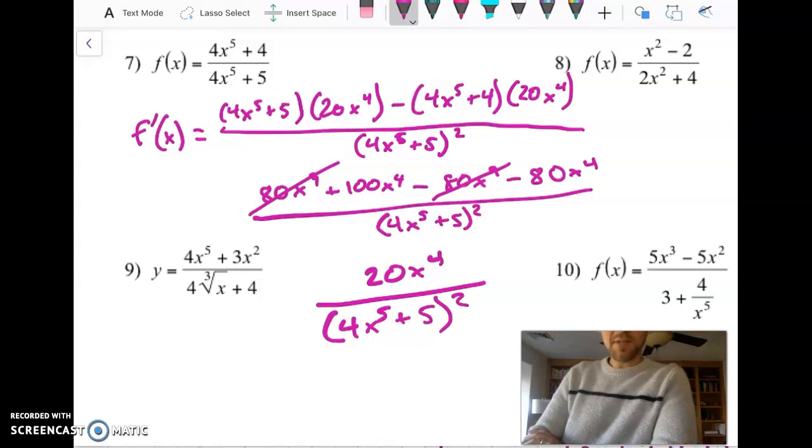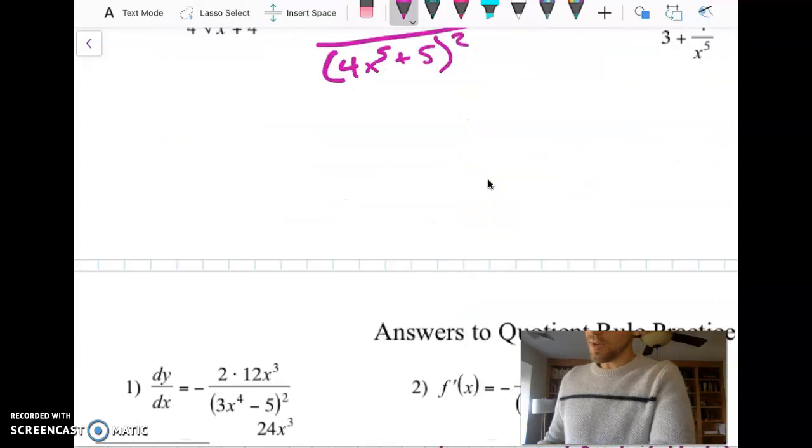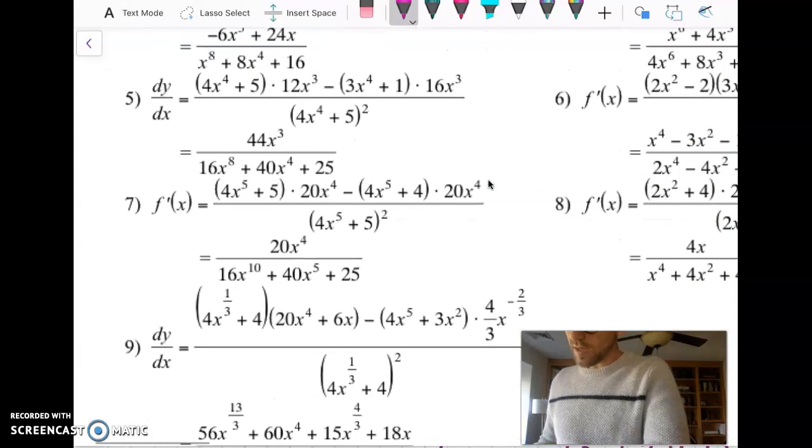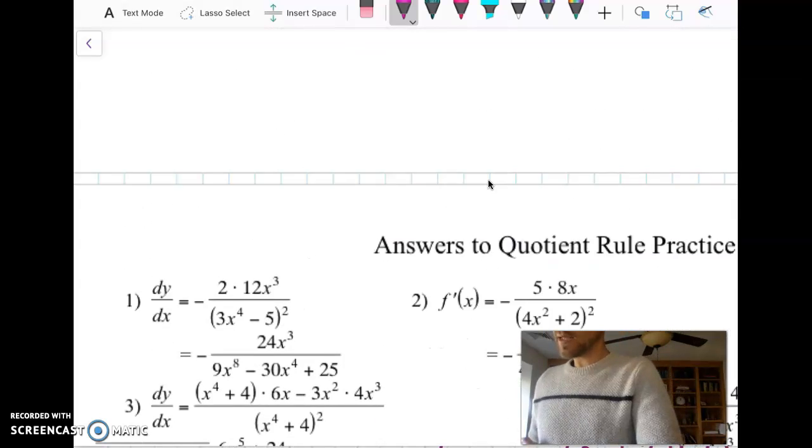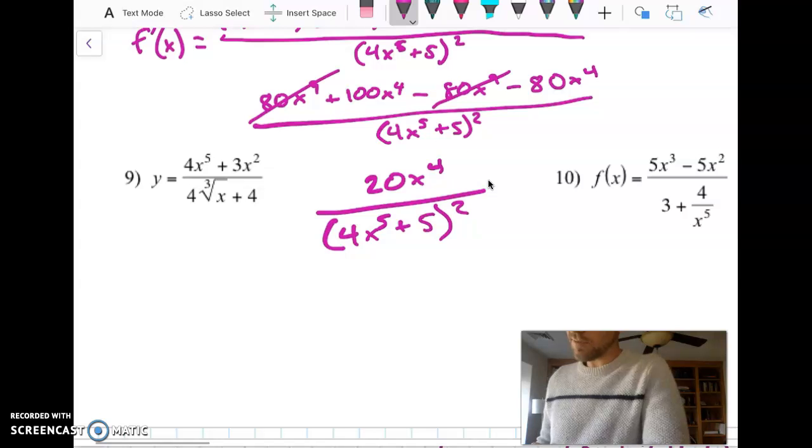And if I'm not mistaken, if I scroll down here, what was that, 7? I did get the same numerator, 20x to the 4th, and that would be the denominator if I went about squaring that. But like I said, we could leave our answer as it's written.